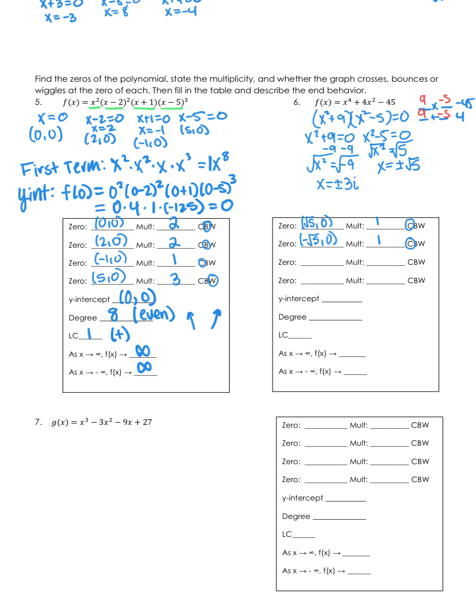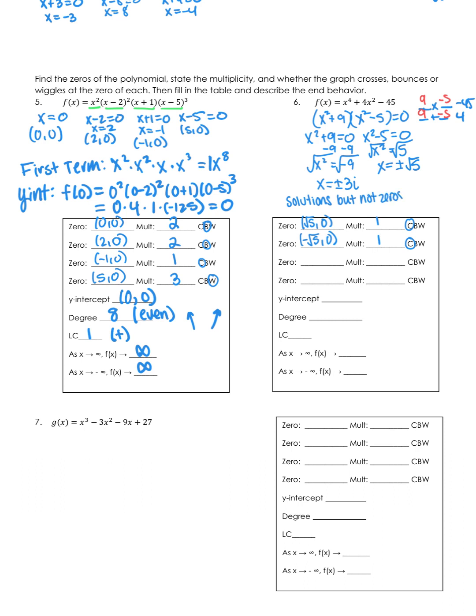Are these zeros? 3i and negative 3i? Can I write those as x-intercepts? If I ask you to go graph 3i comma 0 on a graph, are you going to know what to do? No. Where's the i go on a graph? It doesn't go anywhere on a graph. It's an imaginary number, right? So these are solutions, but they are not zeros or x-intercepts.